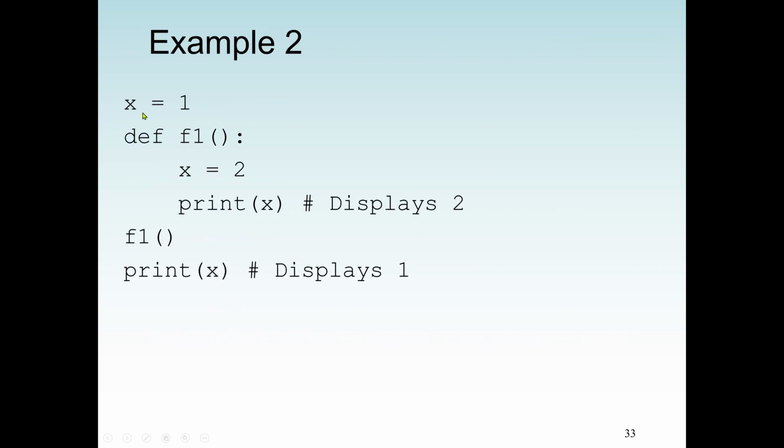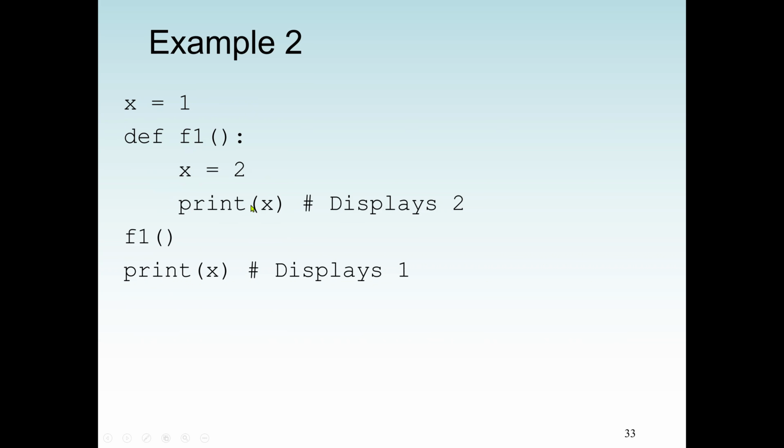So here is another example. We start with s equal to 1. We have a function, and in the function we now have s equal to 2. Now if I print this, it will print 2, because it's not seeing the outside s, which is okay. Even though the names are the same, the f1 variable here cannot be seen outside.